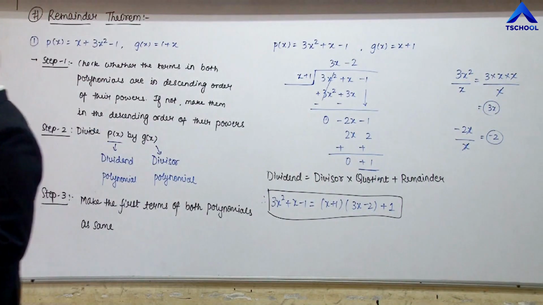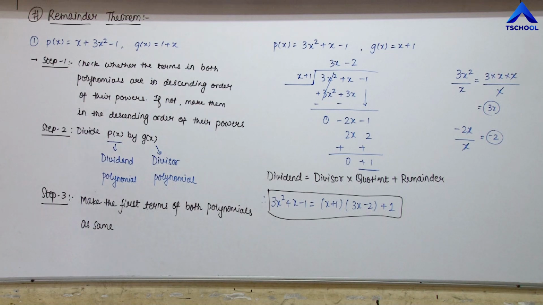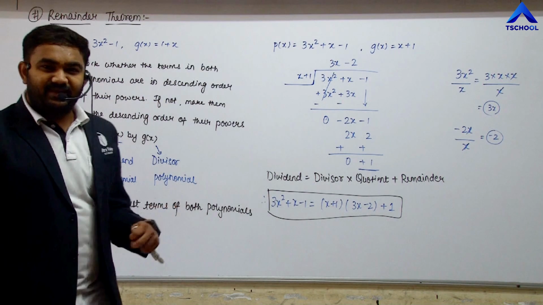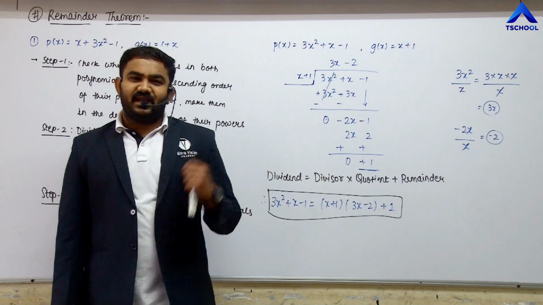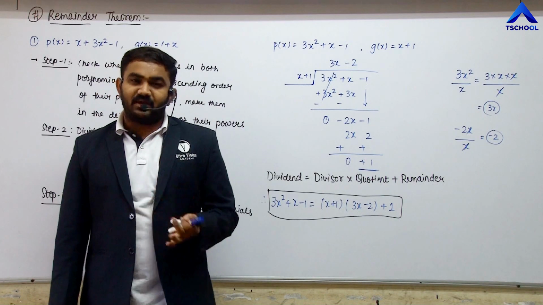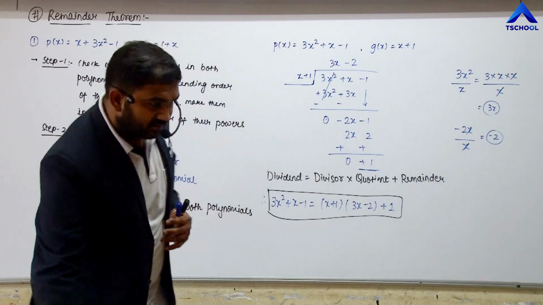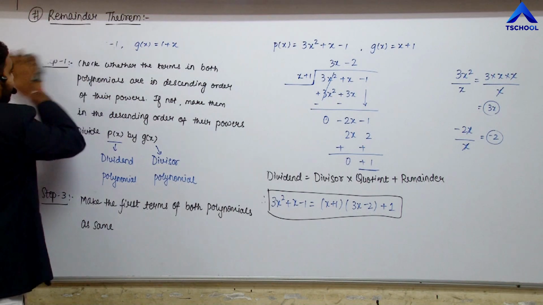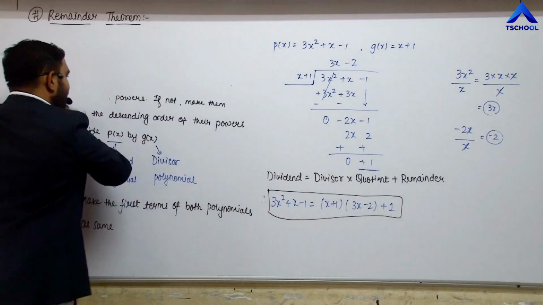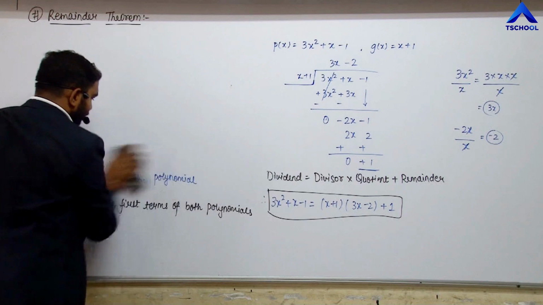So the main thing in this division is that we can divide the polynomials also, just as we divide numbers, but in the format that we have written here in the steps. Make the first terms of both the polynomials the same and then go on dividing, right? So let me erase this and write down a format that can be used for dividing the polynomials.